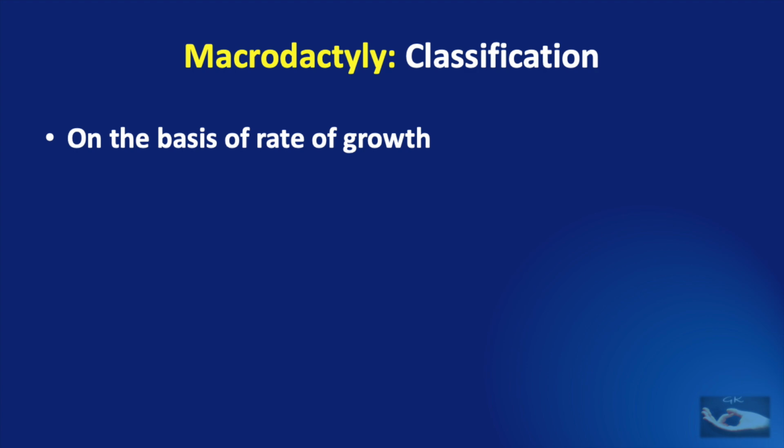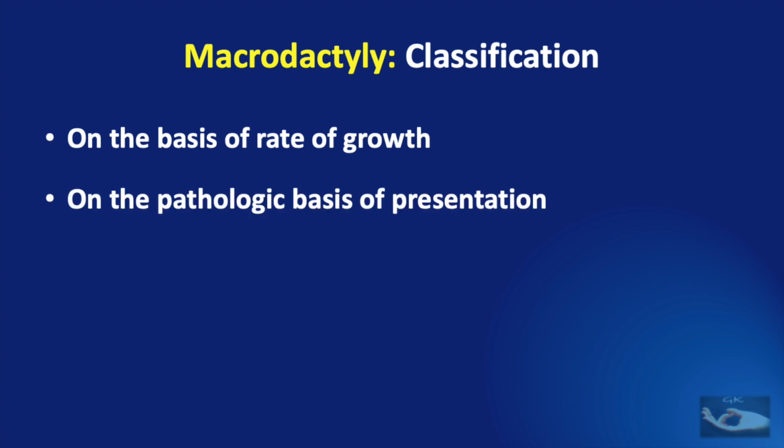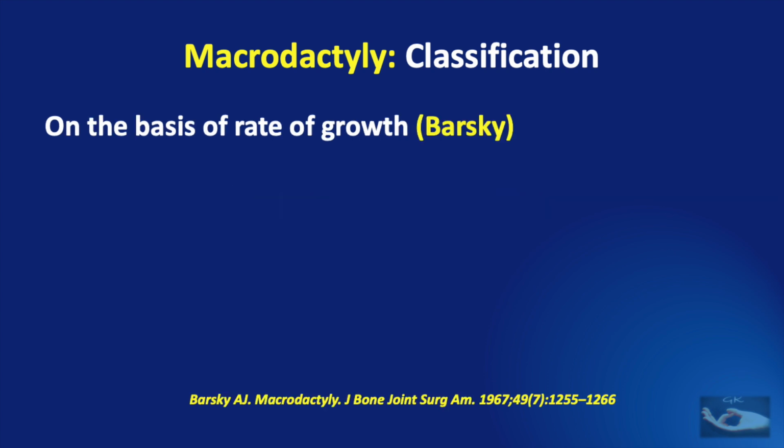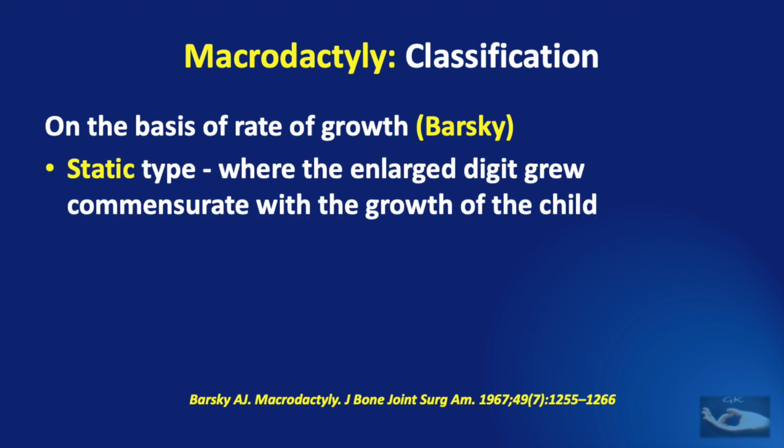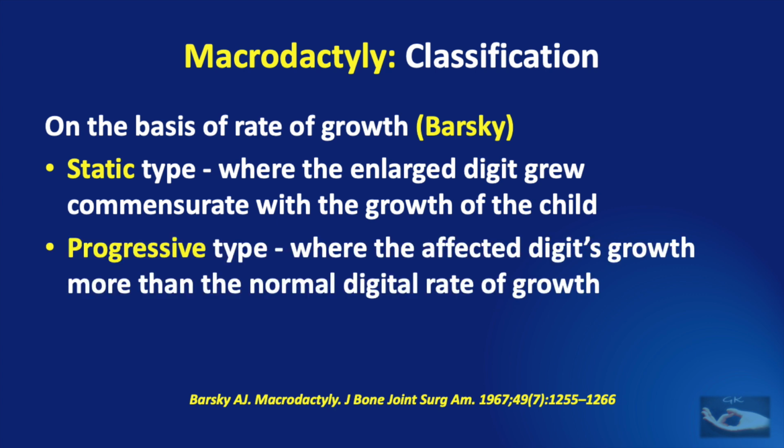There are two main classification systems of macrodactyly. The first is on the basis of the rate of growth and the second is on the pathologic basis of presentation. The classification system based on the rate of growth of the finger was given by Barsky in 1967. According to this system, it could be the static type where the enlarged digit grew commensurate with the growth of the child, or the progressive type where the affected digit's growth was more than the normal digital rate of growth.